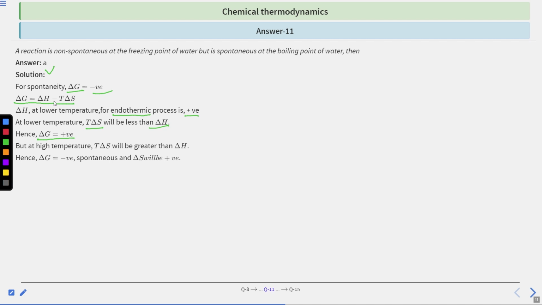But at high temperatures, if the temperature is so high, T del S will be greater than del H, because this will be a positive term, right? So del H minus T del S will become negative, that is del G will become negative, and hence a spontaneous process. And del S will be positive in this case, because T del S is greater, right? Yeah. So let's see the next question.